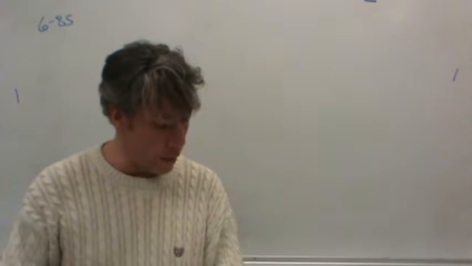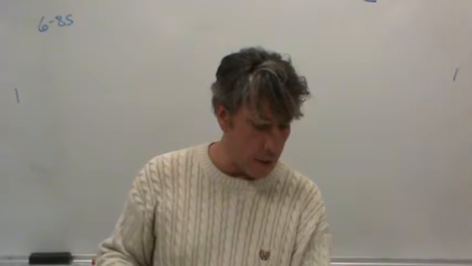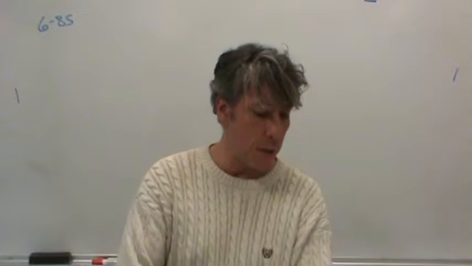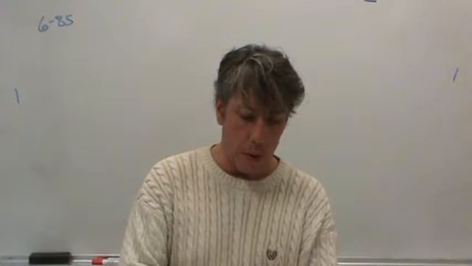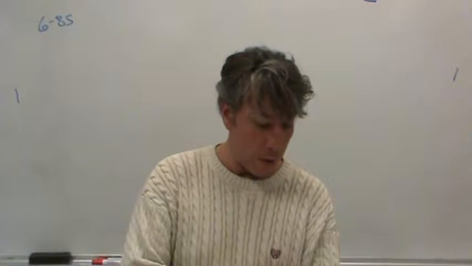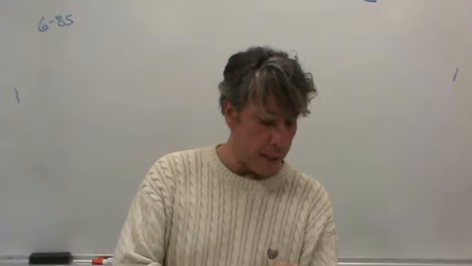This is problem 6-85. It's on page 320. A geothermal power plant uses geothermal water extracted at 150 Celsius at a rate of 210 kilograms per second as the heat source and produces 8,000 kilowatts of net power. The geothermal water leaves the plant at 90 degrees Celsius.